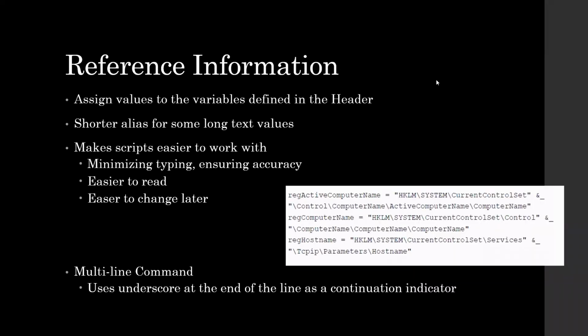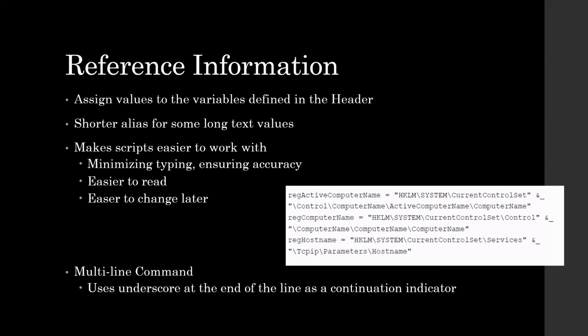The next section is the reference information, and this section is going to assign values to the variables that you have declared or defined up in that header. A lot of times this is used because if we're using it in a batch way for a Windows machine, some of these values are very, very long text, and it is very easy to mistype them if you're going to keep typing them over and over.